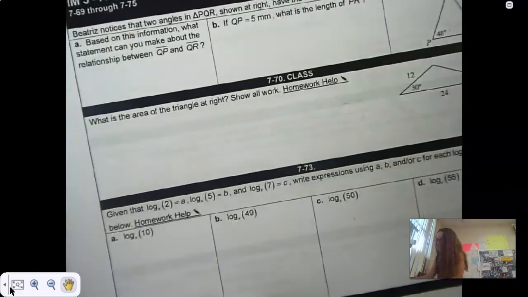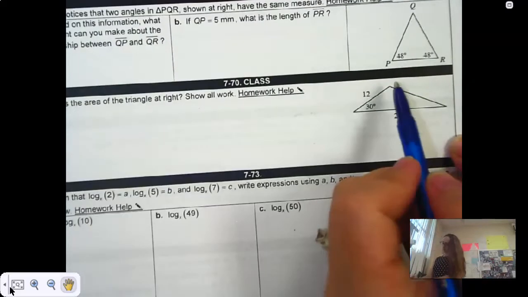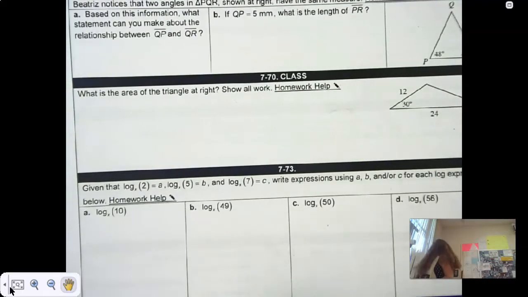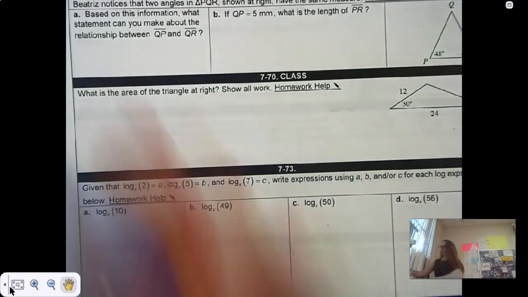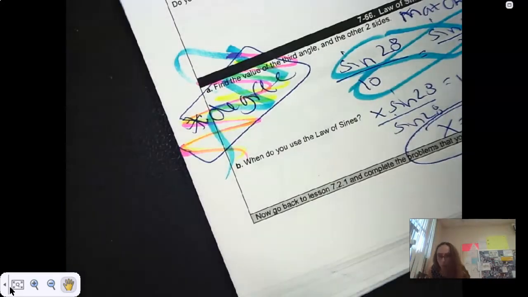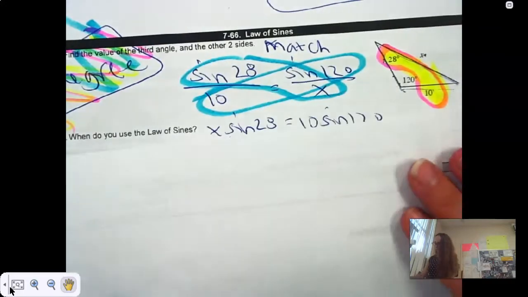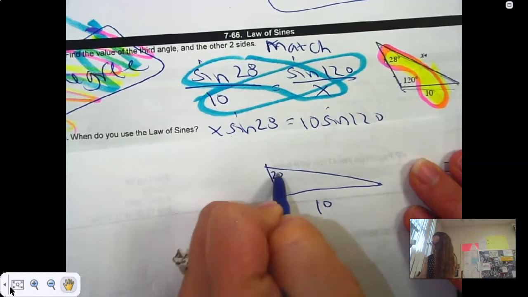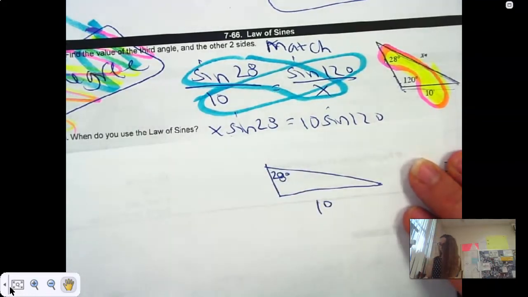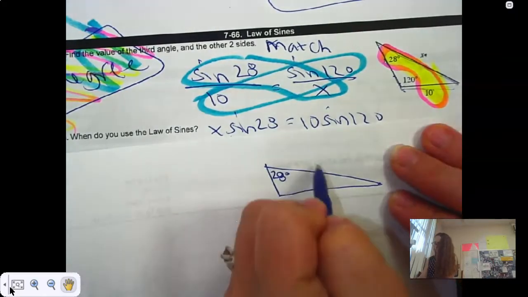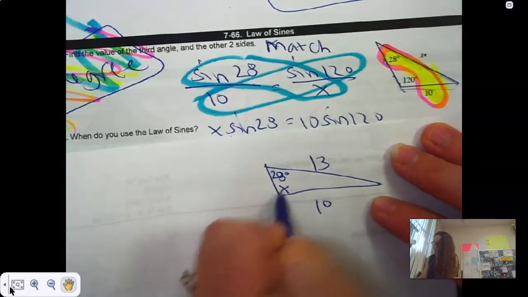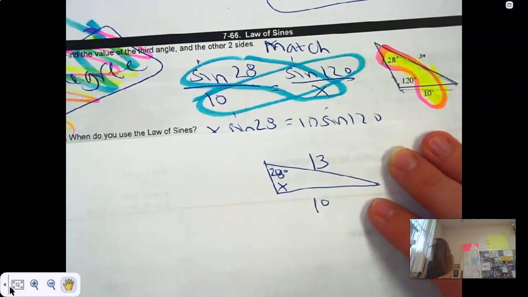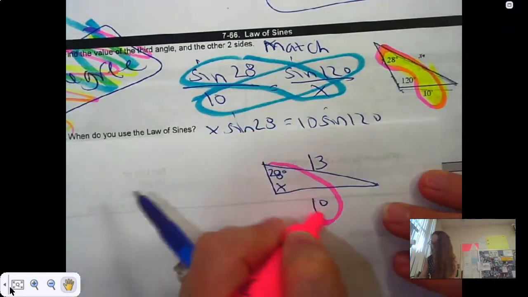Okay. Now, let's see if we can... Oh, this is the homework. All right. Before we start the homework, though, I want to go over a different one that's similar to this one. Do we have time? We do. Okay. I want to give you a similar triangle where we have the 10, we have the 28 degrees, but instead, I'm going to tell you this is 13, and I want you to find x. Okay? So it's very similar to the previous one. Why? Because there's still a match.